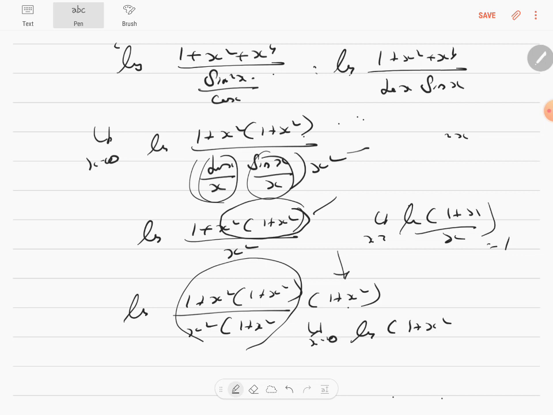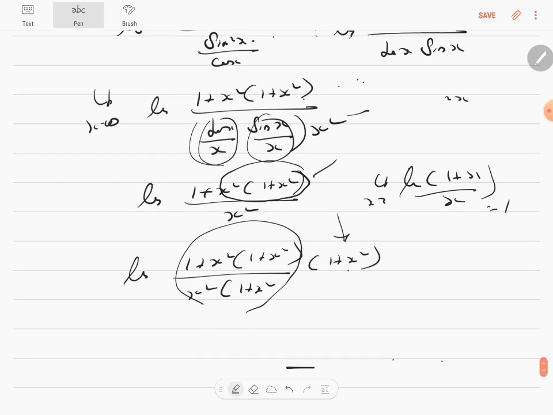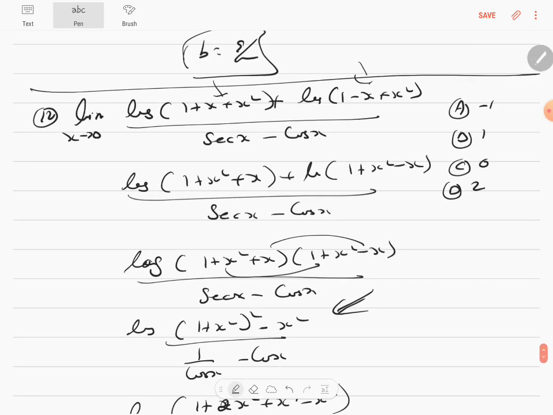It's not a part of the log, okay? So then the log of this itself is 1. And so you only have a 1 plus x square in which you have to substitute x as 0. So the answer will just be 1. And so option B is the right answer. Oh my god, such a beautiful sum.